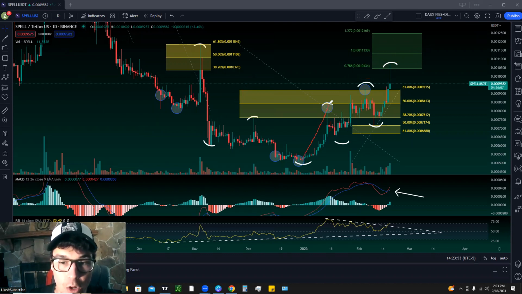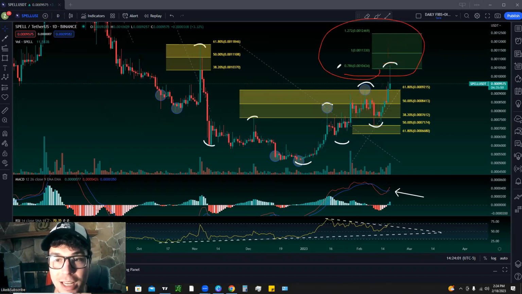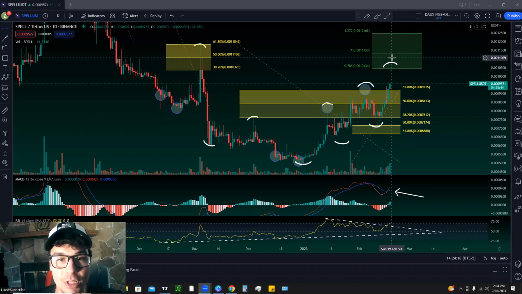We were looking for a wave 1 up, 2 down, 3 up, 4 down, 5 up. And this was going to be our wave 5 bullish price targets up here. We just hit the bullish price target of 0.00104. Above there we have price targets of 0.0011 and also 0.0012. Now, what we're going to do is see if we can continue this momentum.